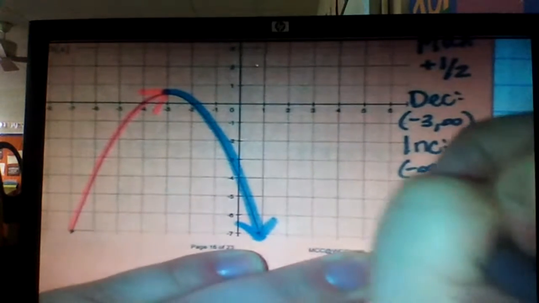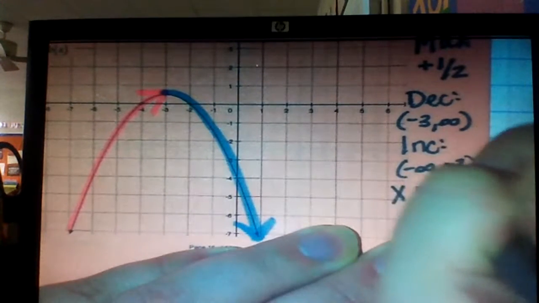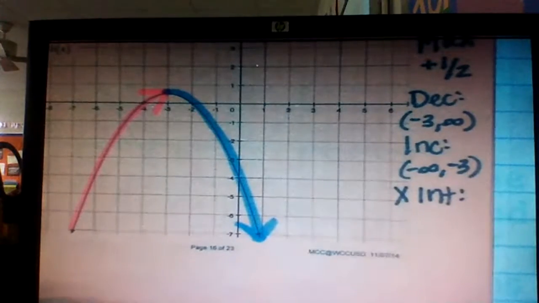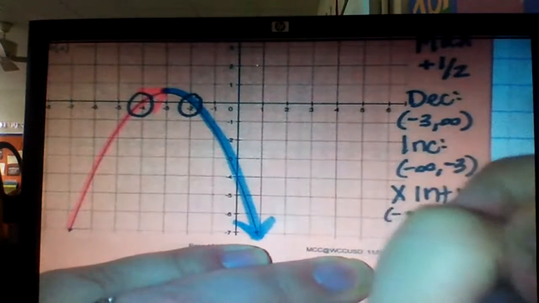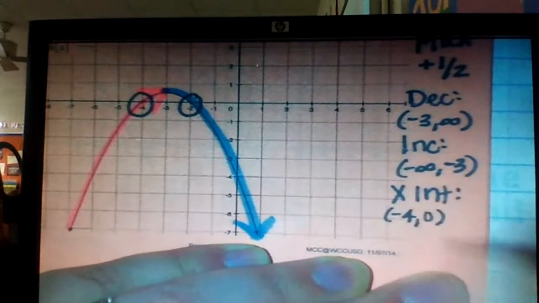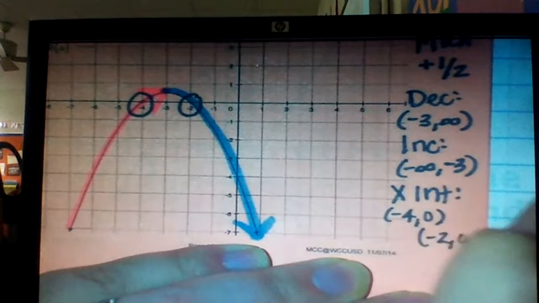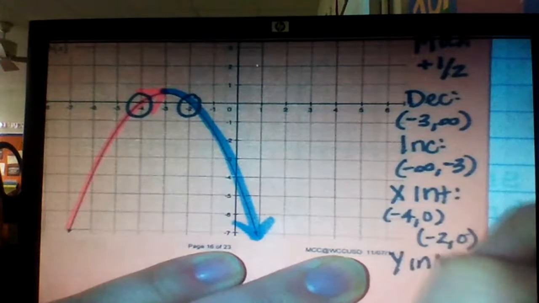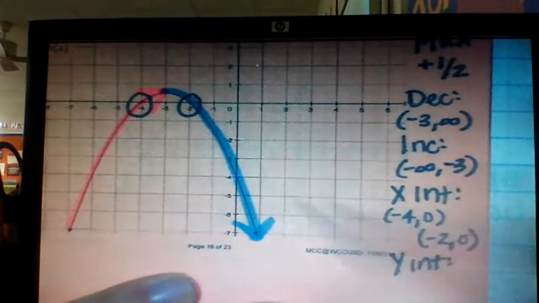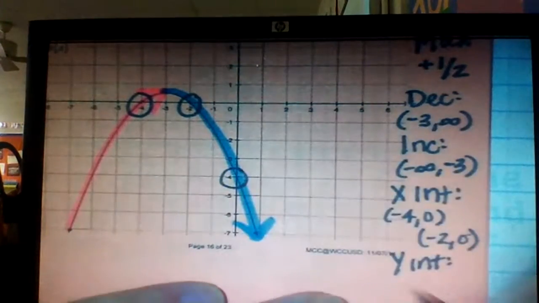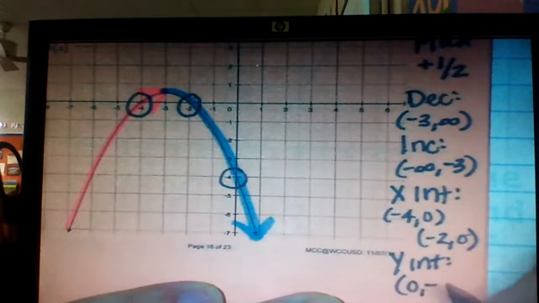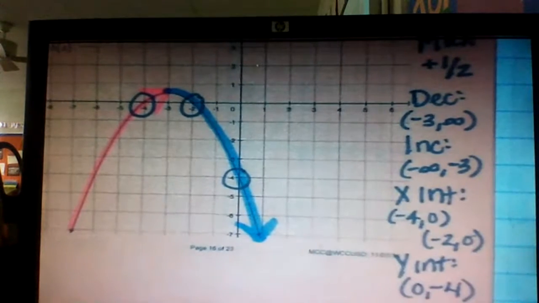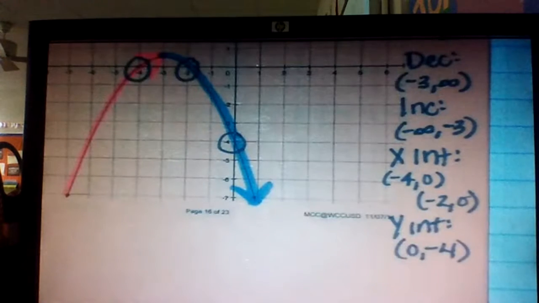Do I have x-intercepts? Where are they? -4, -2. So (-4, 0) and (-2, 0). The y-intercept is (0, 0). Okay, your y-intercept should be (0, -4).